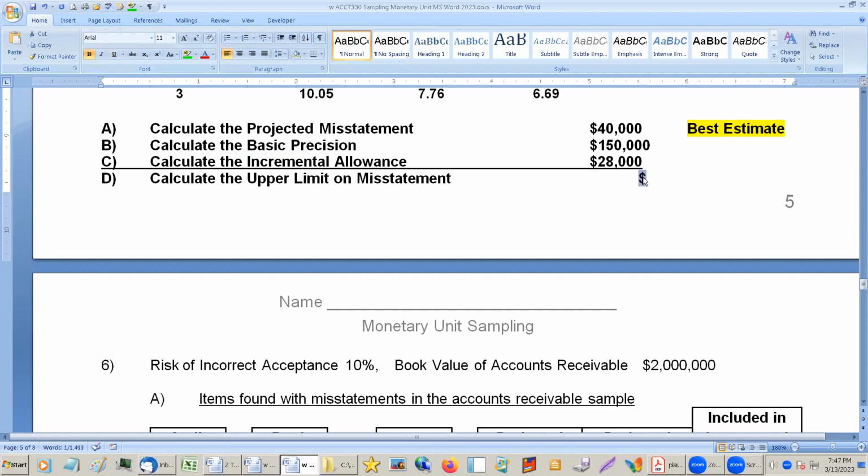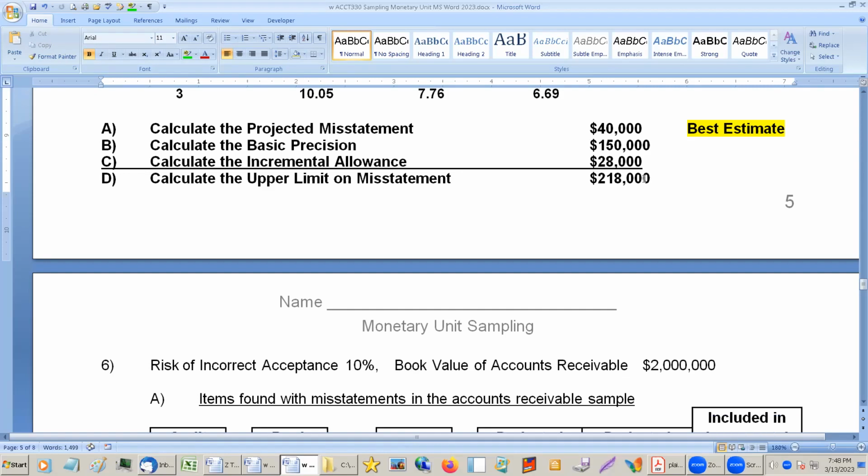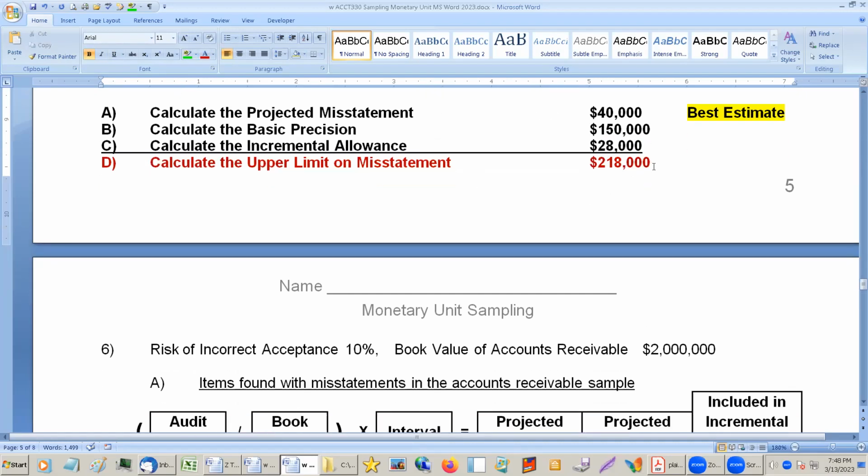All right, so let's see. 40 plus 150, is that 218? It's 218. 190, 20, I think that's 218. So this would be our upper limit. This is what it could possibly be off by. This is what we would use to determine if it is material or not.